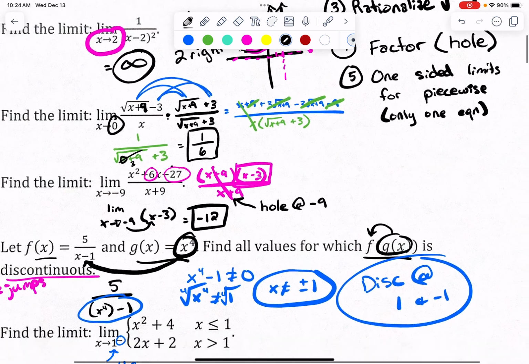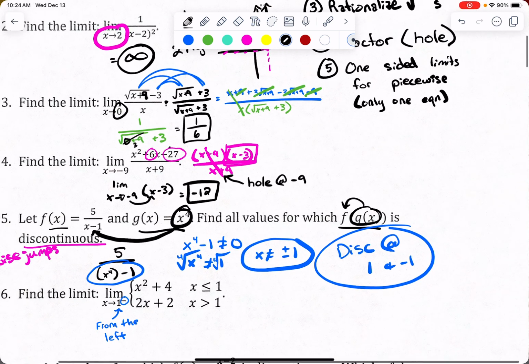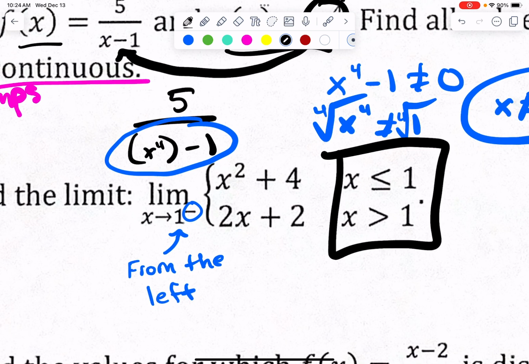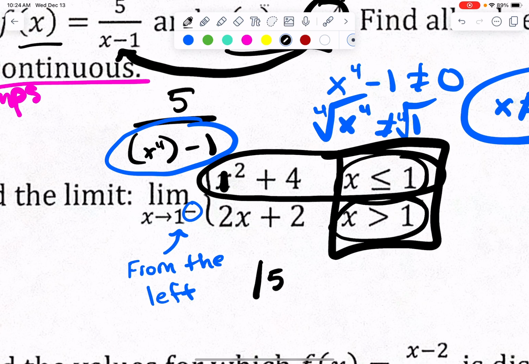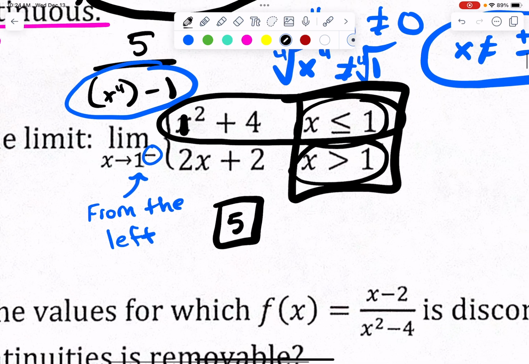One side means like here's to the left side, so from the left. Okay, we're looking at coming from the left side, so we just need to look at one of these equations. One of these two equations is going to be from the left, and this determines which one it is. So if I'm talking about from the left, is that x's that are less than or equal to 1, or is it x's that are greater than 1? If I'm coming from the left side, from the left means x's that are less than or equal to 1. So I'm going to look at this function, and I'm just going to plug 1 into there. Okay, 1 squared plus 4 is 5, and that will be my limit on that side, on the left side.